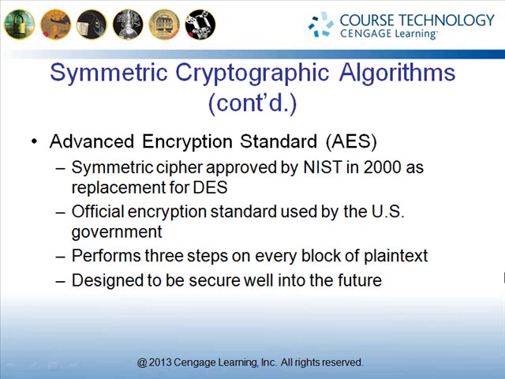Now, although 3DES addresses several of the weaknesses of DES, it really has been replaced by a more secure symmetric cryptographic algorithm, which is known as Advanced Encryption Standard, AES. This AES symmetric cipher was approved in late 2000 as a replacement for DES. It went through a very rigorous process. It performs 3 steps in every block of plain text, and it is viewed as being well secure even into the future. As of date, there have not been successful attacks logged against AES.